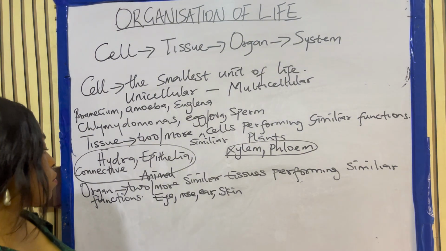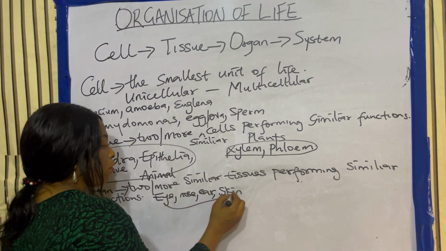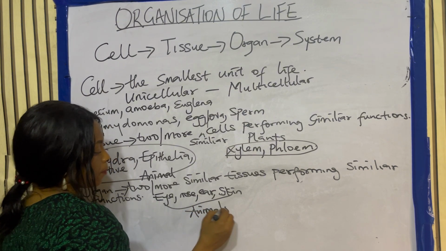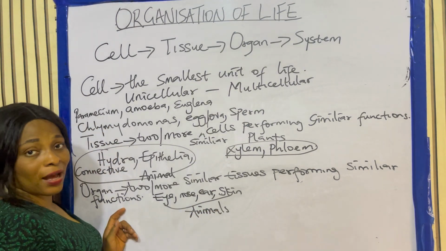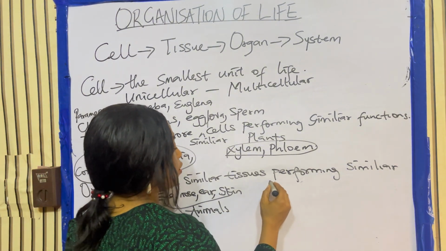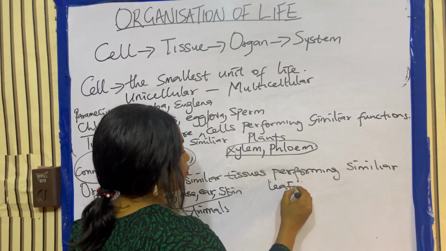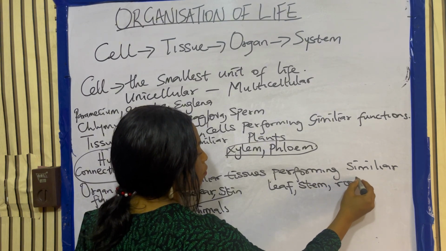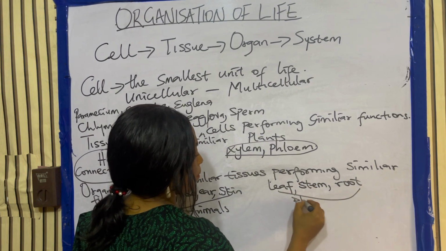Then these are for what? These ones are for animals. So let's go to the ones for plants. Examples of organs in plants are what? Leaf, stem, root. All these ones are plants.